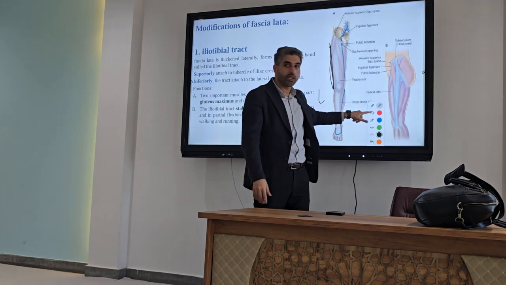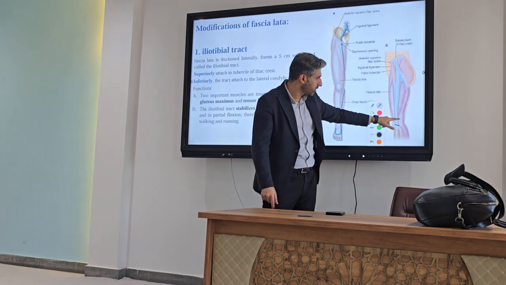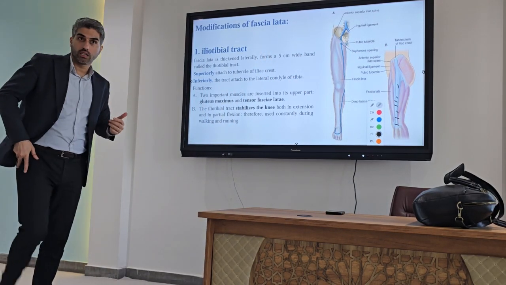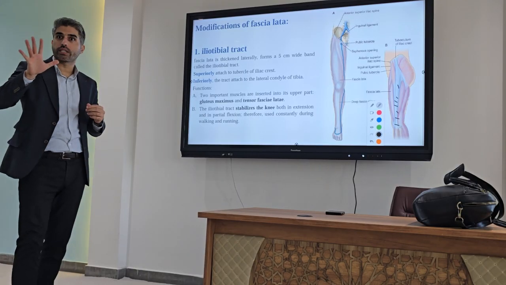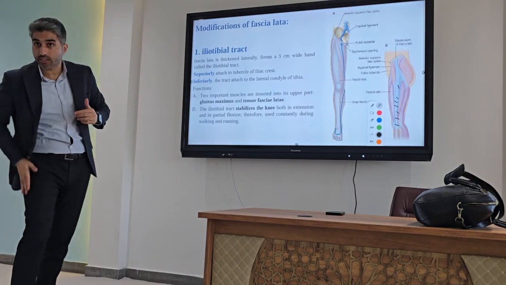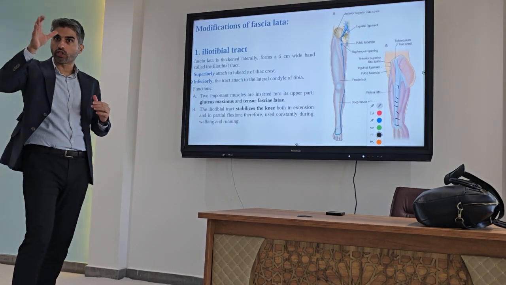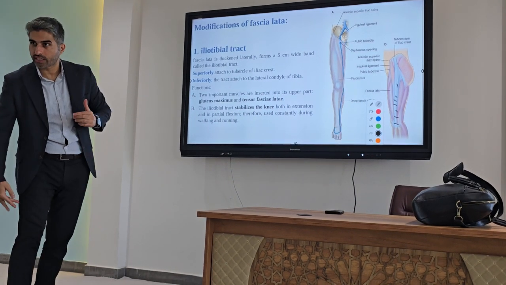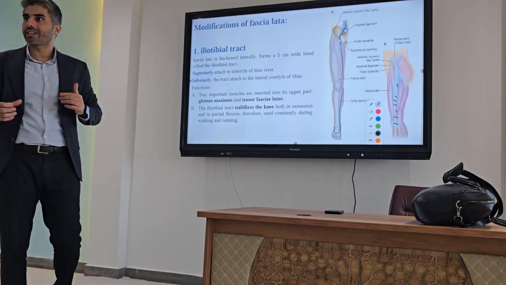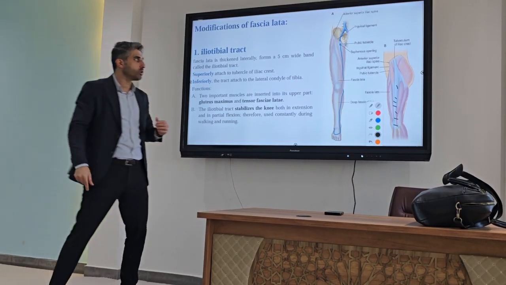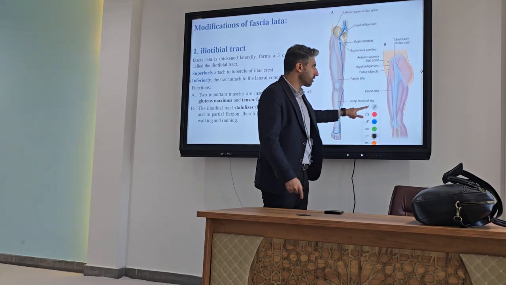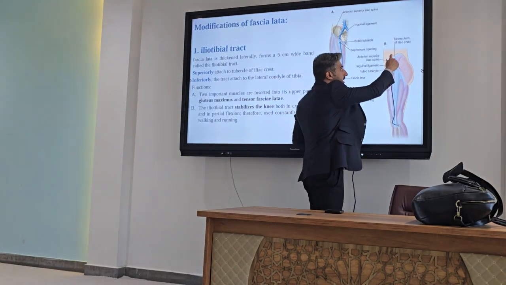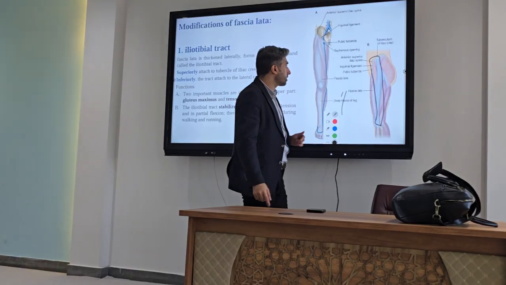Look at the lateral view. This part, you can see that. When you extend your knee, specifically in bodybuilders and athletes, you can see this part is very thick and very strong. You can see a band here, and you can touch it. This tract is the iliotibial tract. So what is the reason why the fascia lata here has a tract, and the name of this tract is iliotibial tract?